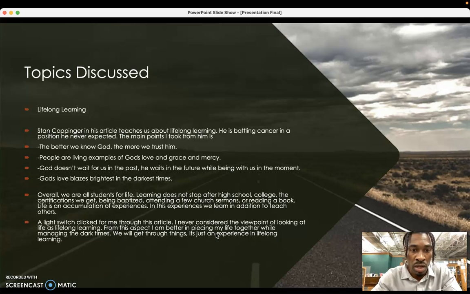So Stan Carpenter, in an article for lifelong learning, is battling cancer in a position he didn't expect. And the main points I took from his experience, with such things as the scars with the squirrel and other things, comparing it to itself, was the better we know God, the more we trust him. People are living examples of God's love, grace, and mercy. You have the family members who supported him. You have the doctor who's educated and went through certain things to enlighten this individual and to make things easier for him.